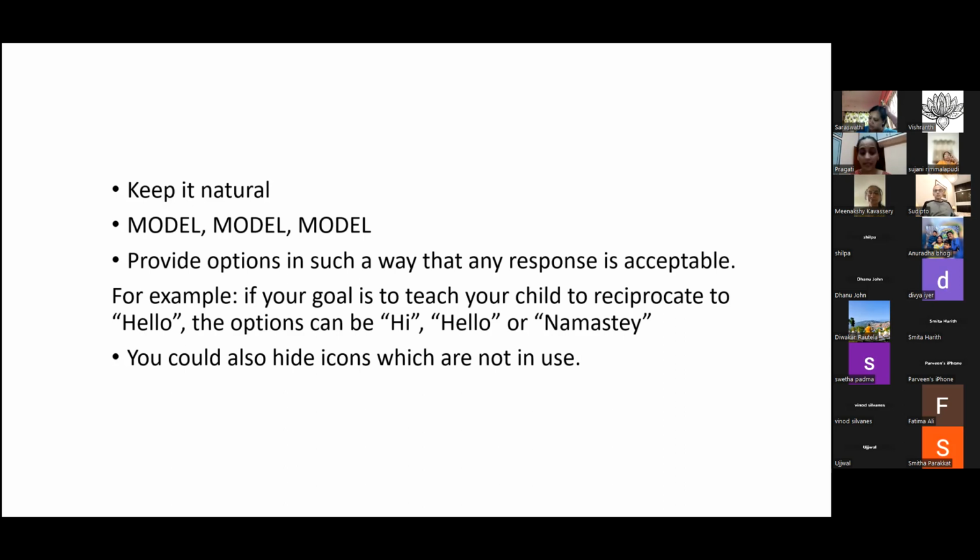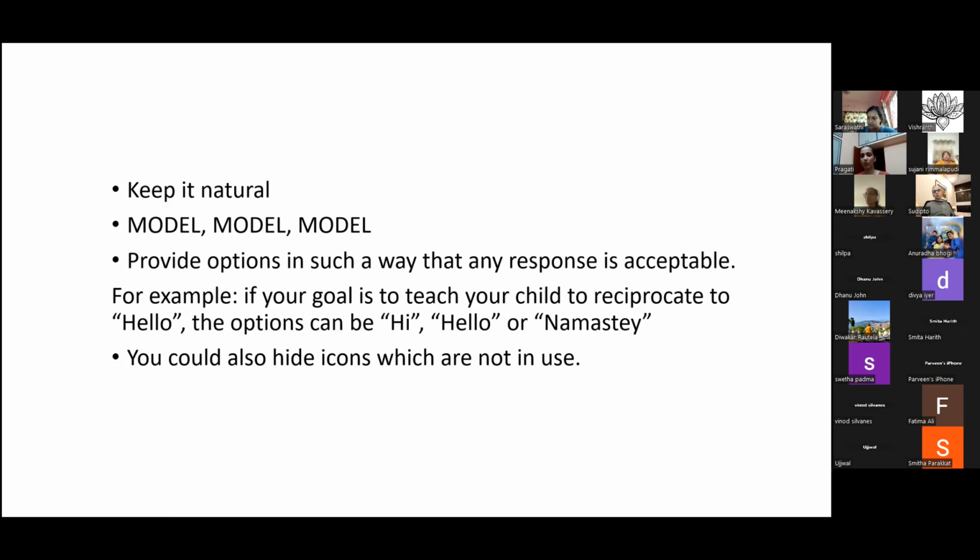Okay, and model it. Model how to use it. Keep modeling it until the child is able to do it. This is something for the ones who are able to also do some amount of greetings. I think most of our children are at some level able to say hi. So what you could do is provide options in such a way that any of the responses is accepted. If my goal is that the child is reciprocating to a hello, I don't necessarily only have to expect hello as the response back.